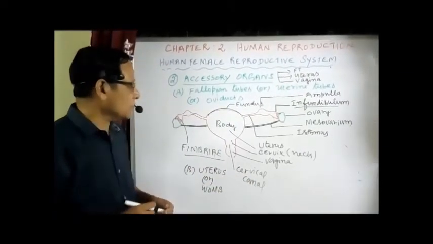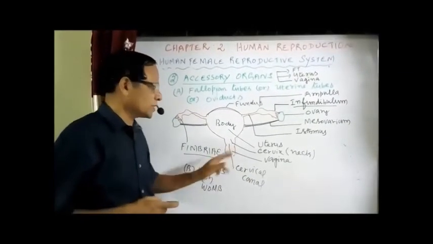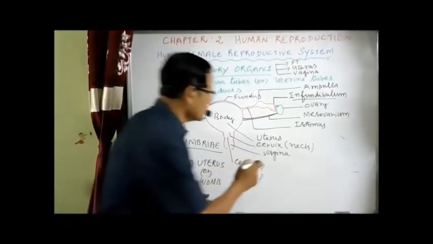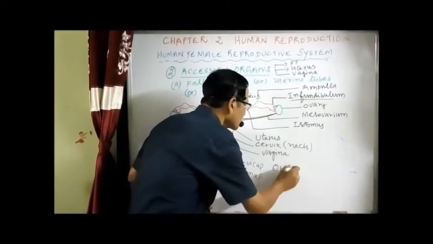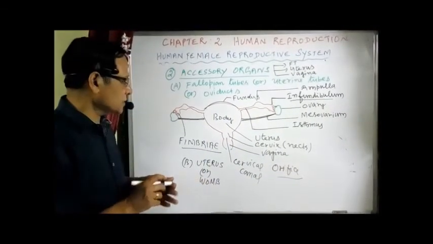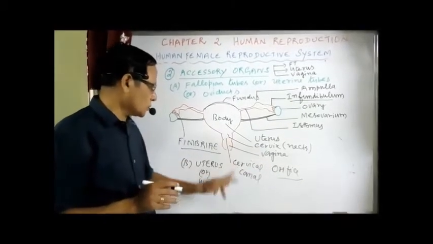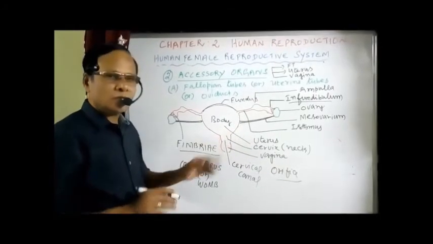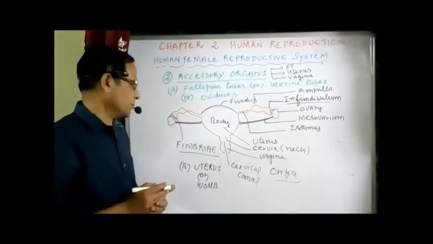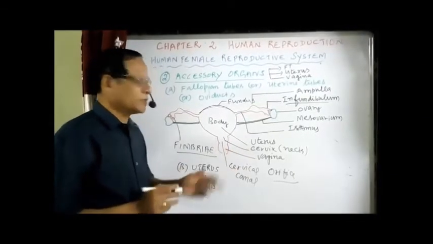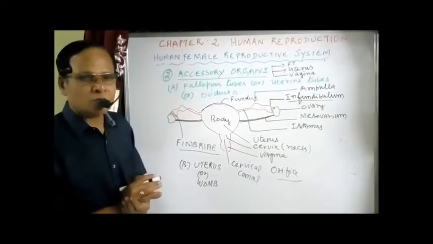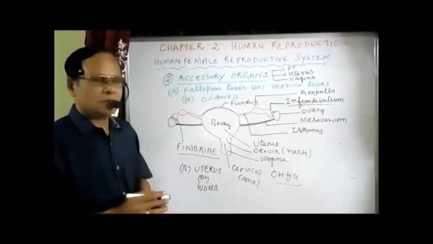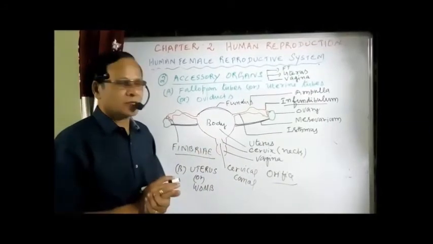The cervical canal communicates with the vagina through an external orifice. Orifice means opening. So the cervical canal is connected to the vagina through the external orifice, and connected to the uterus through the internal orifice, the opening. Now the cervical canal along with the vagina constitutes the birth canal or copulation canal. Birth canal: the vagina along with the cervical canal.